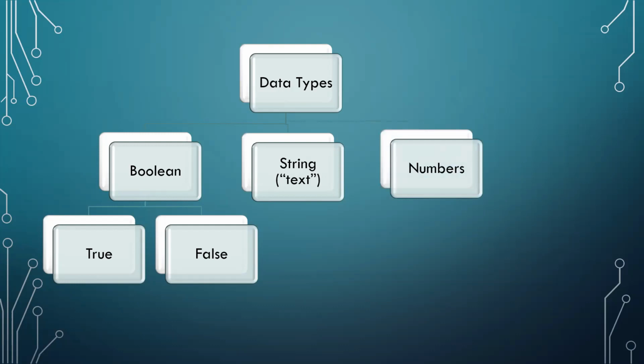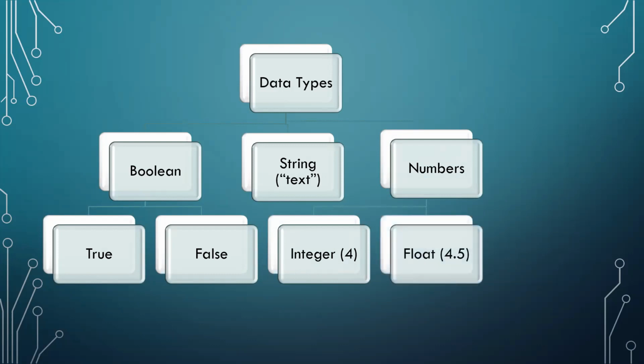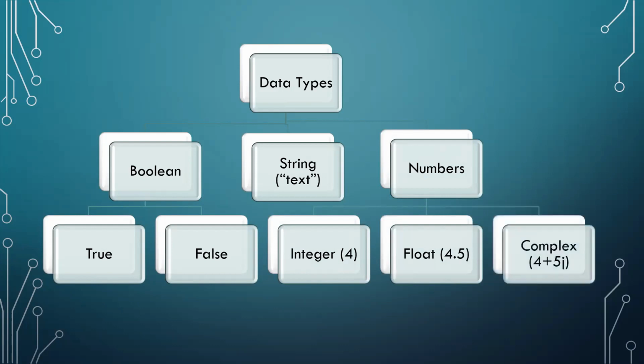Next, we have the numbers, and they are divided into three. We have integers, whose abbreviation in Python is int, I-N-T, and integers mean whole numbers. Then we have float, which is a decimal number, written as float, F-L-O-A-T in Python. And we have the complex numbers. The syntax is 4 plus 5j. This is an example, of course, and I will not be talking about it as I will be focusing on bioinformatics.